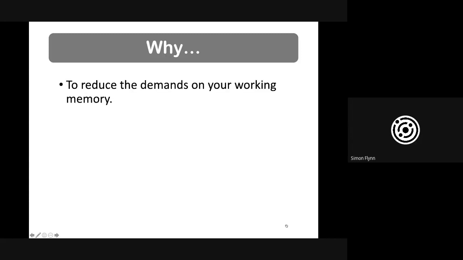Okay. So to understand why this writing on an exam paper is important or effective or is exam technique, I think it's fundamentally about reducing the demands on your working memory. So we've got to understand a little bit more what we mean by working memory, but it's fundamentally about reducing the demands on your working memory. So what is working memory?